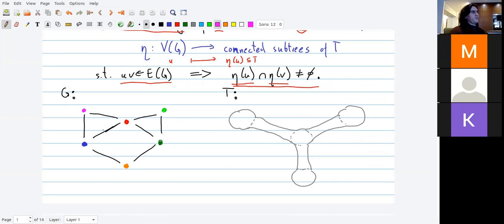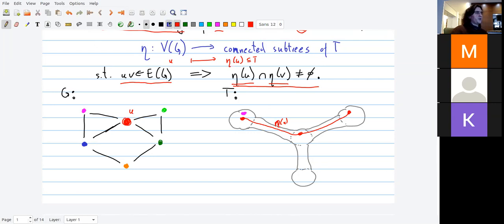So I take, for instance, this purple vertex, and maybe I will map it to a single-vertex tree that is just somewhere here, that just consists of this one node of the tree. But for instance, the red vertex, I will smear onto a larger connected subtree consisting of these 3 nodes. If this is vertex U, then this red subtree here is eta of U.